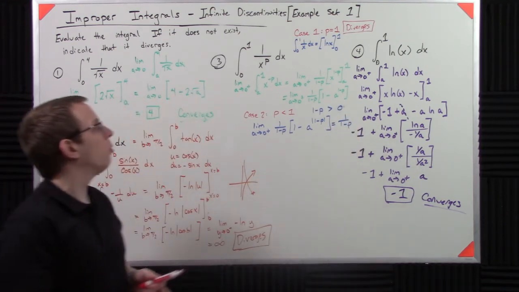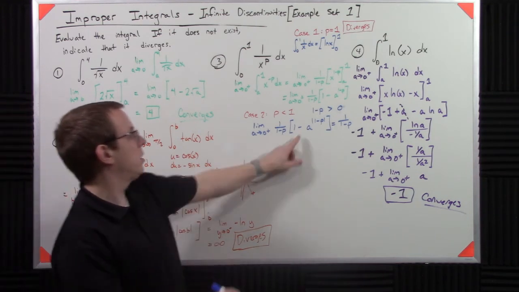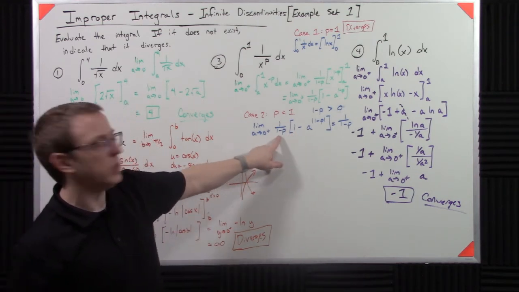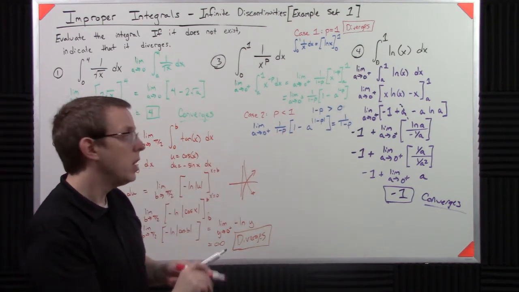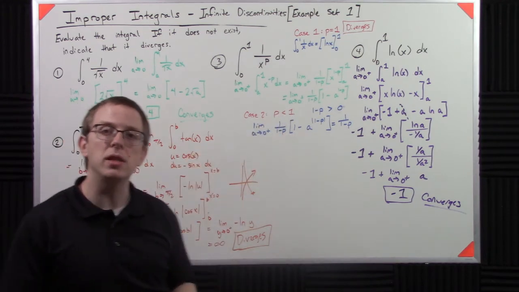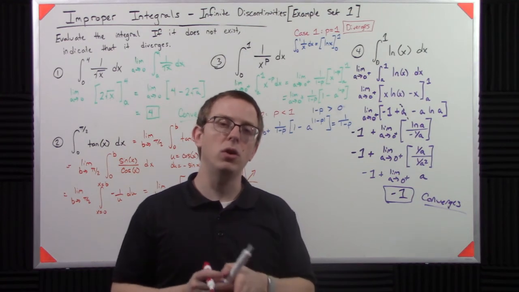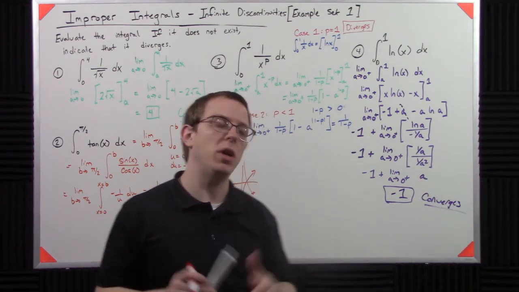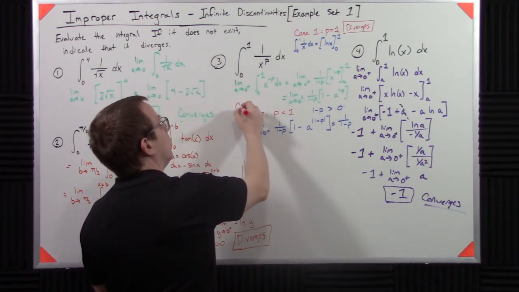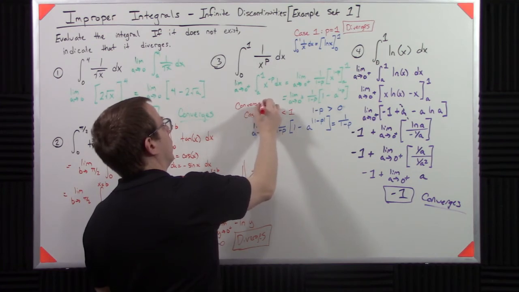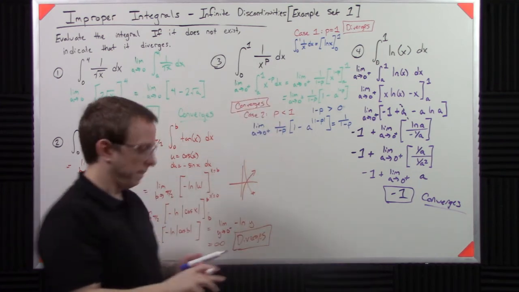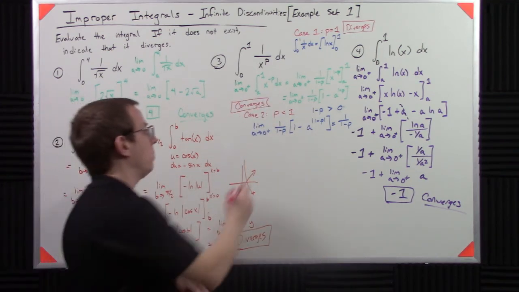So that's 1 over 1 minus p, because this goes to 0. What you find is that in this case, if p is less than 1, remember it diverged in the infinite case, but it actually converges here. And we have one more case to go.